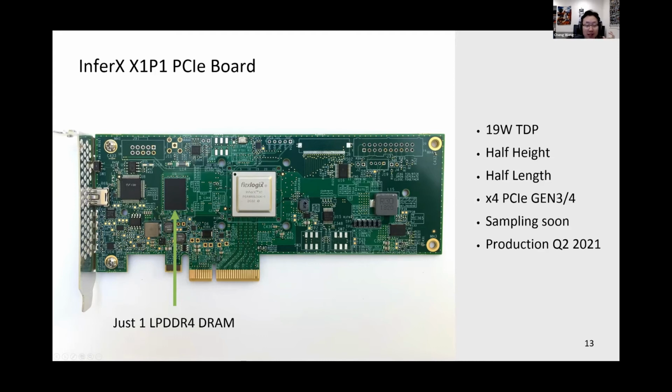Now, X1P1 is the same form factor as Tesla T4. It's a half height, half length card, but we fit into more slots because we only use x4 slots of PCIe. We're working with lead customers now, and we expect to sample this very soon to customers that have volume applications in Q1, and we'll have production in Q2. If you remember the benchmarks, this board delivers YOLO with about 1/3 the performance of T4, and of course much higher for a lot of customer models. And you'll see that our pricing is a lot lower than 1/3 of T4.